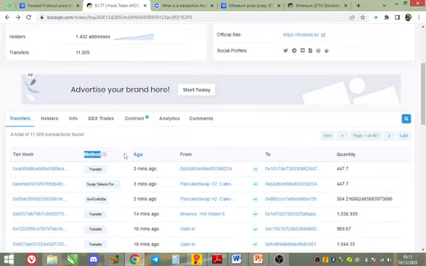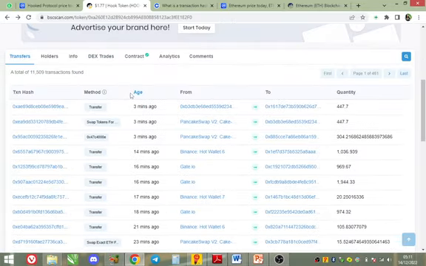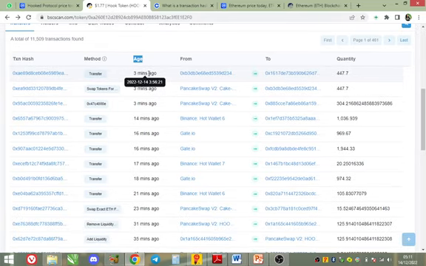Now this is the age. The age is the time of this transaction. If you click on it, it can inform you of the exact date and the exact time. This transfer was made 3 minutes ago.